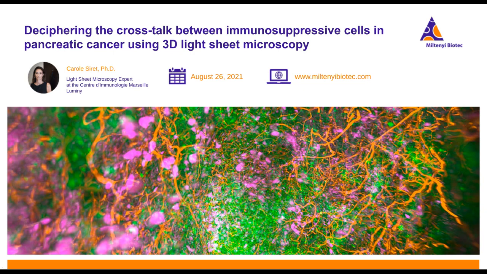for tumors, iDISCO will be the best, because we have this pre-treatment with methanol that can increase the permeabilization of the tumor and so increase the penetration of antibodies inside the tumor. We also have a step of bleaching, and this step can be very useful when you have autofluorescence, and in tumors sometimes you have a lot of autofluorescence.